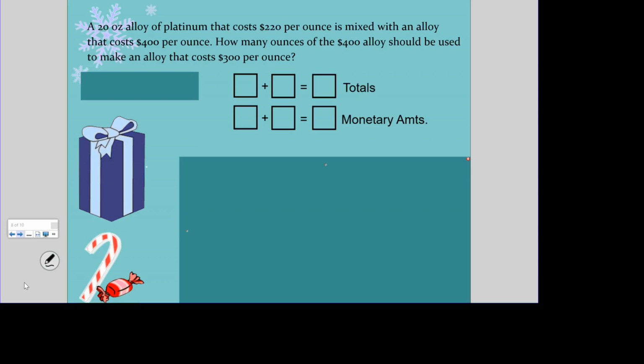Similar to the chemical copper alloy problem we saw earlier. A 20-ounce alloy of platinum that costs $220 per ounce is mixed with an alloy that costs $400 per ounce. How many ounces of the $400 alloy should be used to make an alloy that costs $300 per ounce? So we are looking for how many ounces. So this tells you what our variables' units are. So X is going to stand for the ounces of the $400 alloy, and Y would stand for the ounces of the $300 alloy.